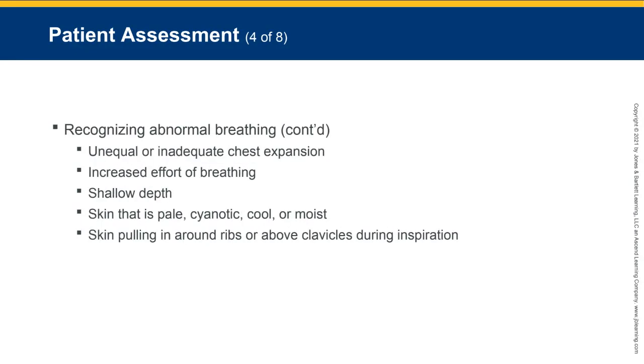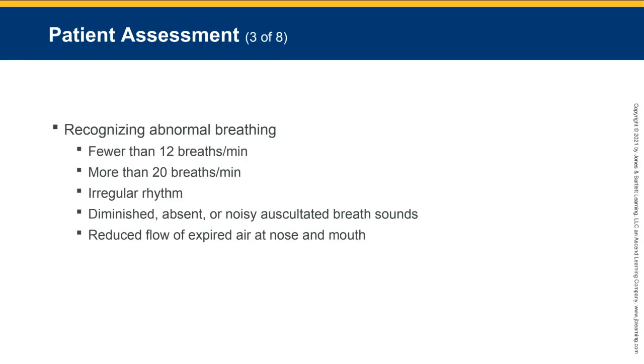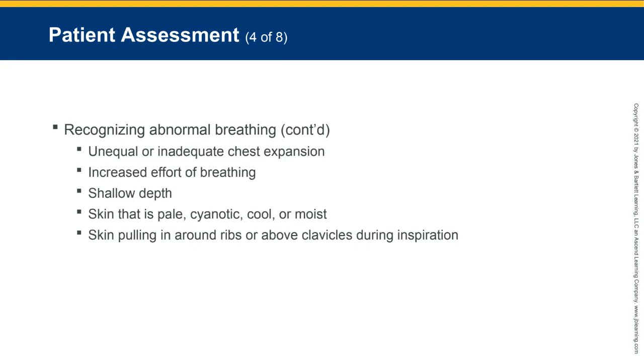Let me backtrack a bit. Recognizing abnormal breathing: fewer than 12 breaths per minute, more than 20 breaths per minute, irregular rhythm, diminished, absent, or noisy auscultated breath sounds, reduced flow of expired air at nose and mouth, unequal or inadequate chest expansion. Once we start to see unequal or inadequate chest rise, you should be thinking about a ventilation issue.